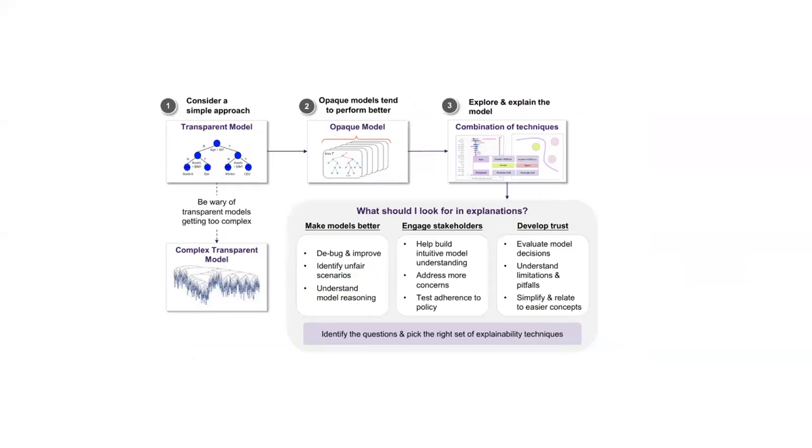All of this leads, I think, to a kind of pipeline. How would you go about enabling or talking about explainability? Obviously, the simplest thing you want to do is consider a transparent model, right?